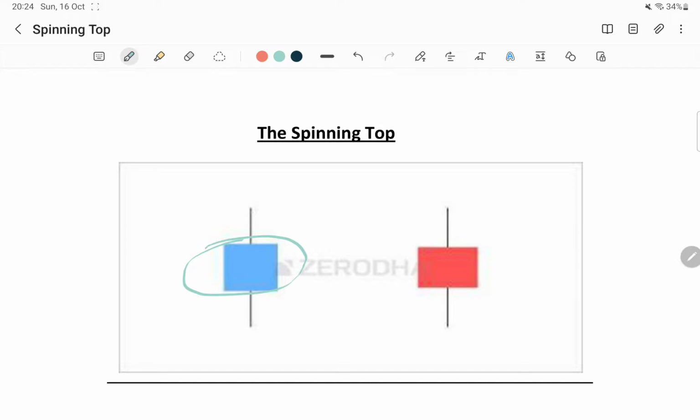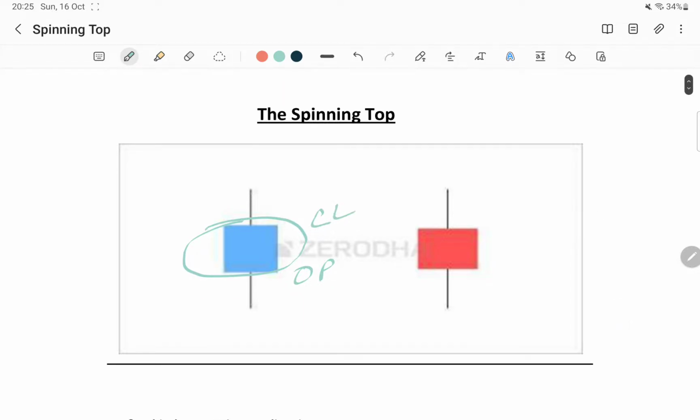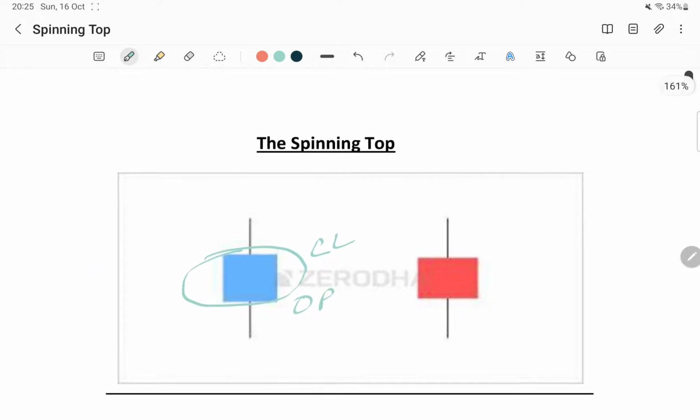Take the example of a green candle: this is your opening price and this is your closing price. When the opening price is nearer to the closing price, that is one of the features a spinning top candle normally has. The second feature is the shadow: the upper shadow and the lower shadow will both be the same or similar.